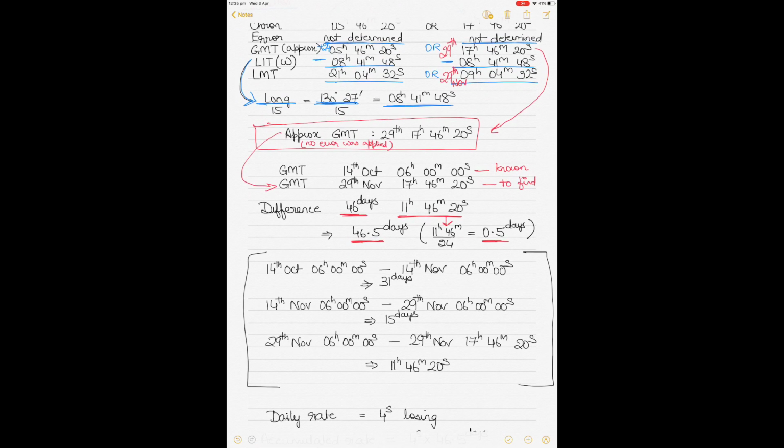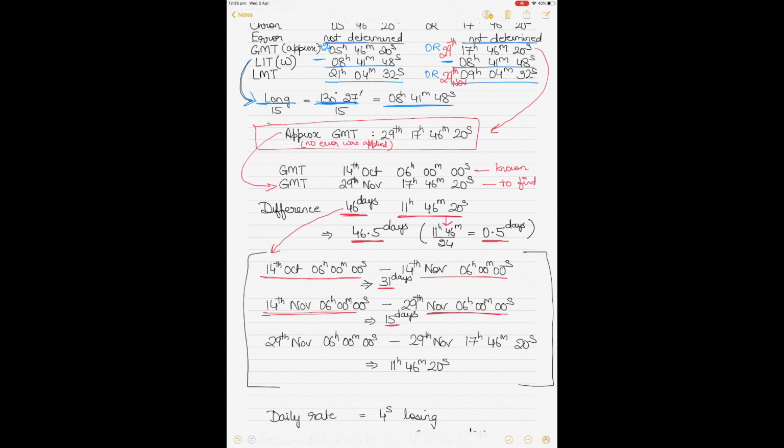So if you're wondering how I got this 46 days and 11 hours from, you can see this calculation here. So we'll start from 14th of October 6 o'clock to 14th of November 6 o'clock. That it's easier for us to calculate. So that's 6 to 6, so we can calculate the days quicker. That's about 31 days. You can calculate it yourself as well. So from 14th of November 6 o'clock to 29th of November 6 o'clock is another 15 days.